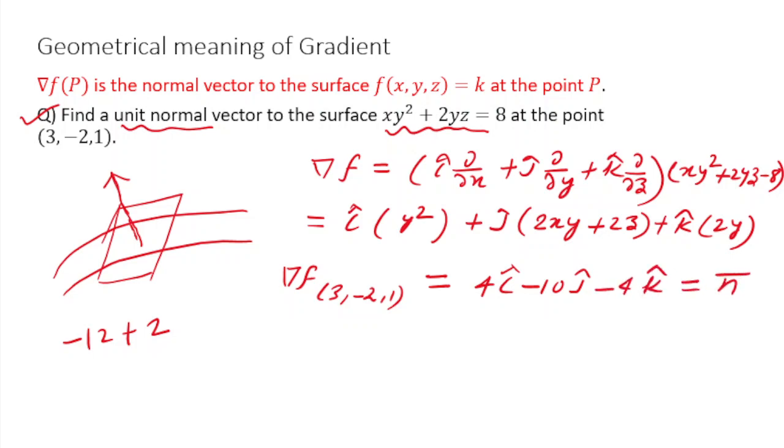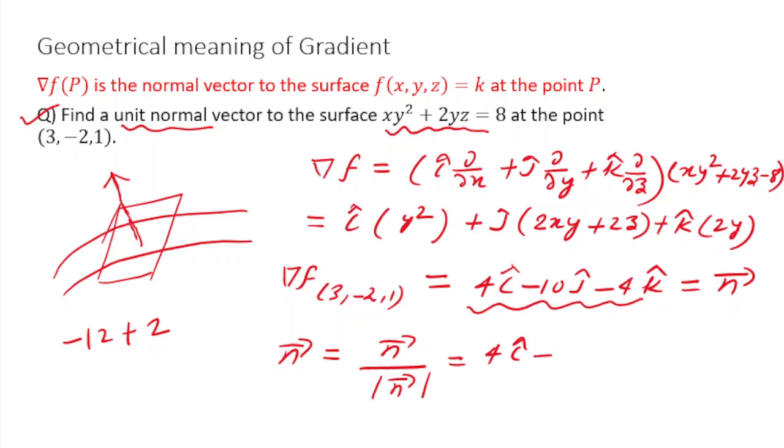If I call this n vector, this is the normal vector to the surface which is given by this expression. But in the question they are asking me to find the unit normal vector. So if this is the normal vector, how do I find the unit normal vector? You remember, you have to divide the vector by its magnitude. So the vector here is 4i cap minus 10j cap minus 4k cap, and we divide it by the magnitude. What is the magnitude here? 4 square, that is 16. I hope you remember how to find the magnitude.